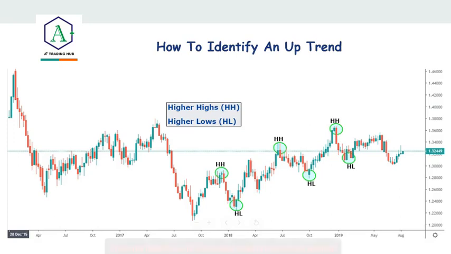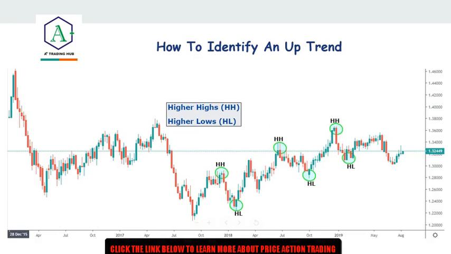To identify an uptrend, you need to see a series of higher highs and higher lows. Remember, in the previous module we talked about market swings, that we have swing highs and swing lows. On this chart, this is a swing high, this is a swing low, this is a swing high here, and this is a swing low here. So we use these swing highs and lows to identify a trend too.